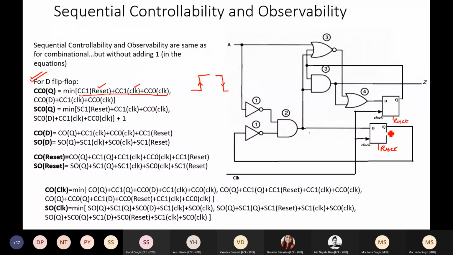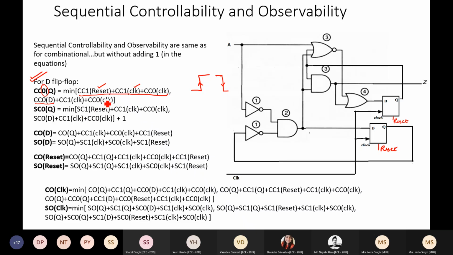In the second case, when will the output be 0? Reset has not happened, but my D value is 0, which is propagated at the clock edge. So the second case would be CC0 at D, the controllability that wire D has the value 0, plus the controllability of the clock: CC0 of clock plus CC1 of clock. Whichever of the two is minimum, because either of the two cases can give you the output value 0 on Q, right? In the combinational circuit we saw that when there are two cases, we take the minimum of the two cases. So here I will take the minimum of the two cases.